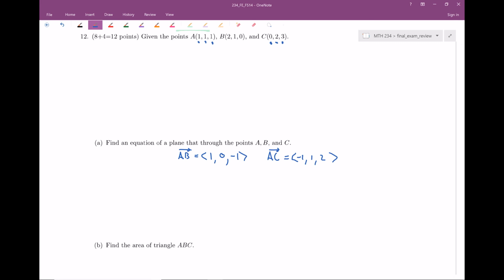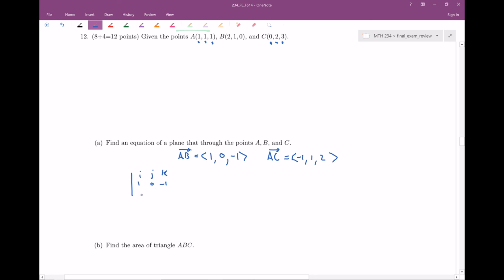With two vectors, right, two vectors in a plane, we can figure out a third vector perpendicular to those two vectors by taking the cross product. So I'm going to go ahead and take the cross product of these things, and that's going to give me my normal vector, my vector that's perpendicular to the plane.